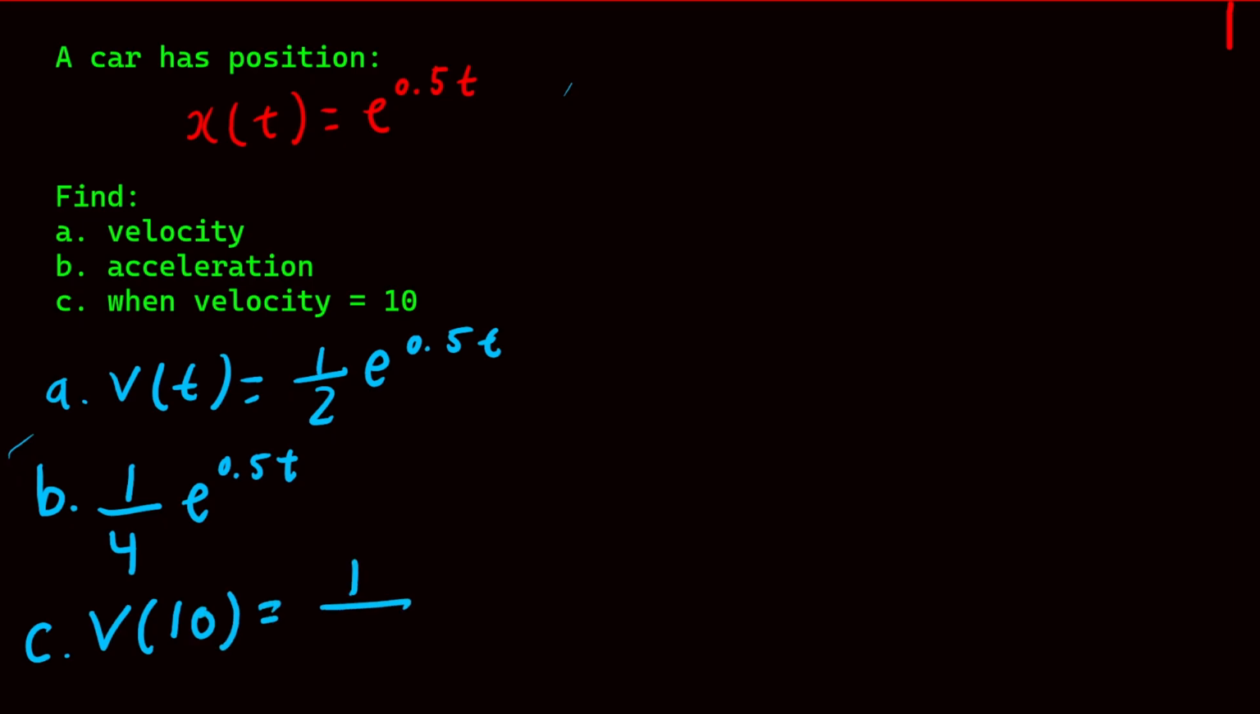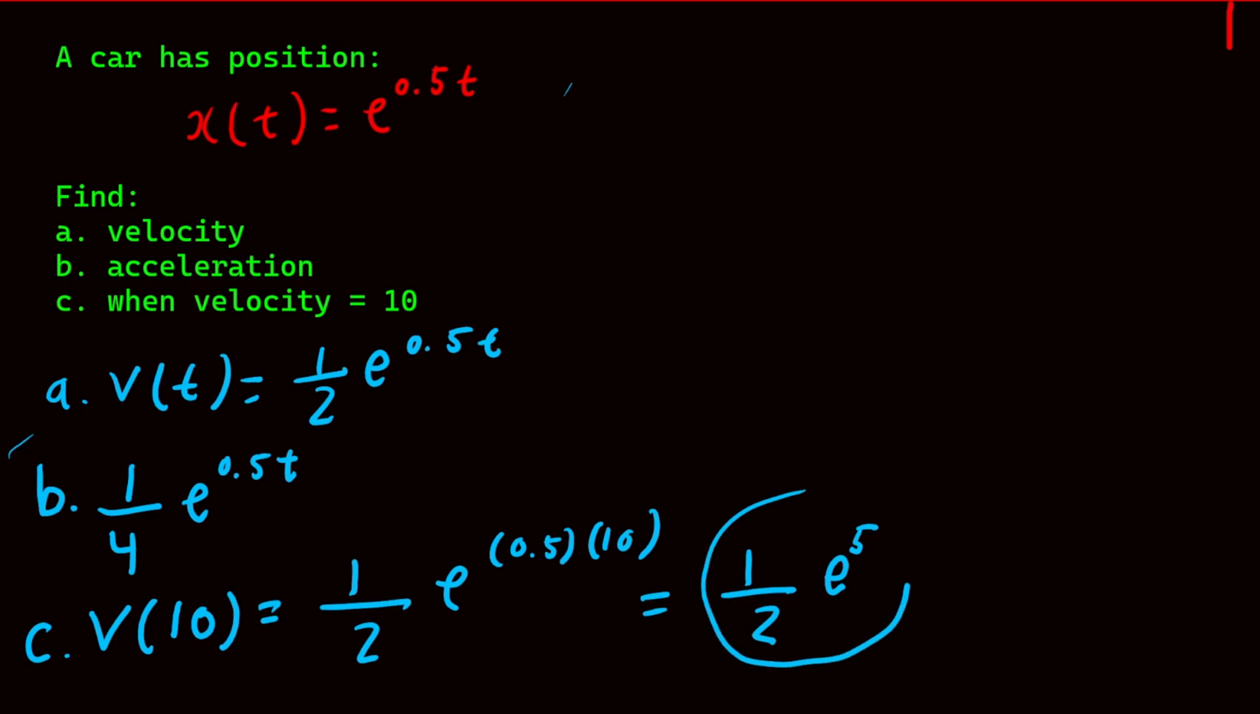All right, and then finally, when time is 10, so that means when I put in 10, well, let's plug this in. E to the 0.5 times 10, which would equal 1 half e to the, what is this, 5? So this would be around 5.99, but really you can just keep it like this, 1 half e to the 5th. So that's our velocity when time is at 10 seconds, or whatever measure of time they're using.